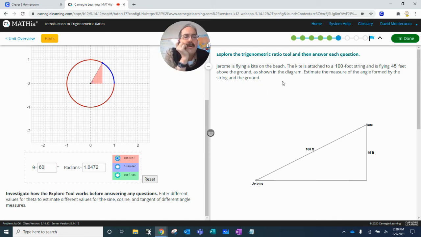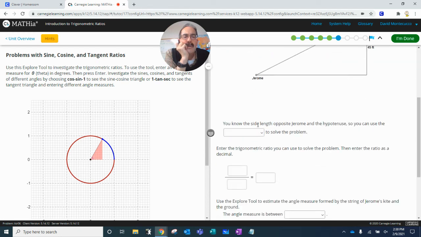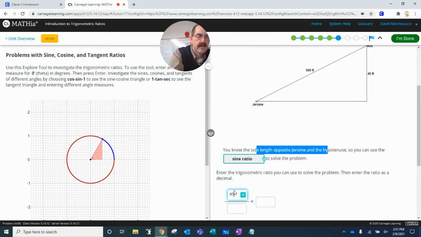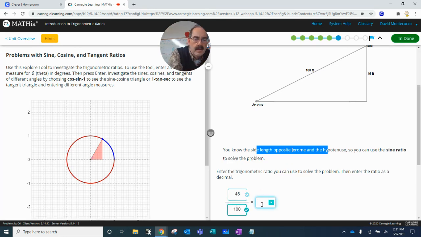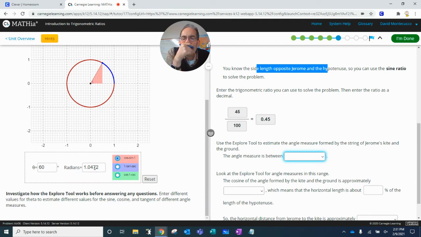Okay, so now explore the measure, 100. Estimate the measure of the angle formed by the string and the ground. The string and the ground, we need this 45 over 100. You know the side opposite and the hypotenuse, so you can use SOH CAH TOA. So 45 over 100, 0.45. Use the Explorer tool to get 0.45. Use it and estimate the angle to create that.